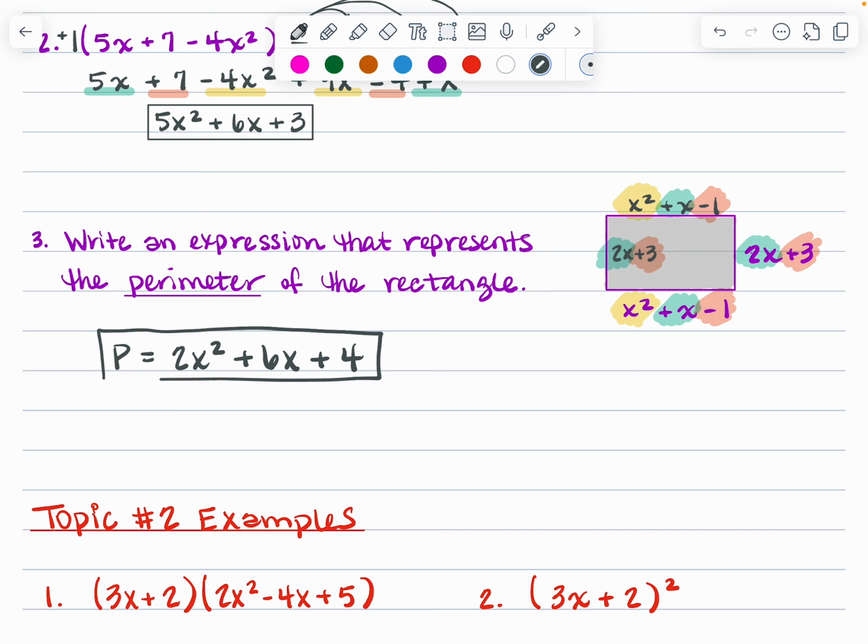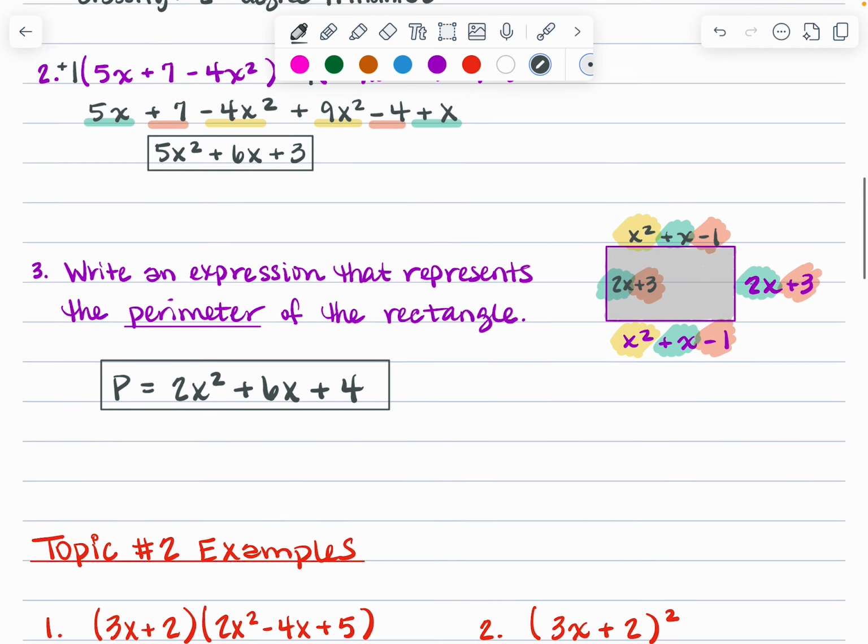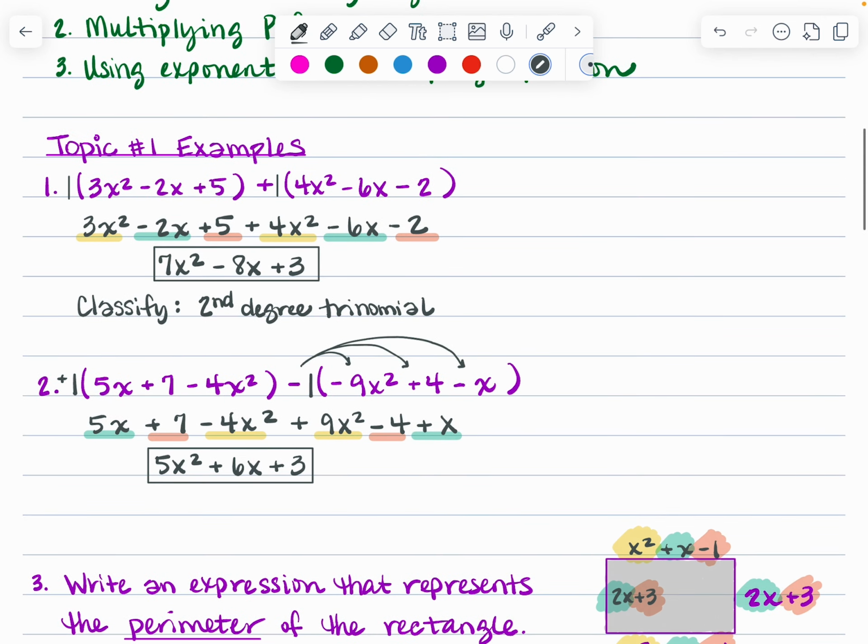You can put a P equals in front of it, or you can just leave it as 2x squared plus 6x plus 4, totally fine. Right? But that would be the expression that represents the whole perimeter of the rectangle after we combined all our like terms. Okay? All right, so those are our examples of adding and subtracting polynomials.